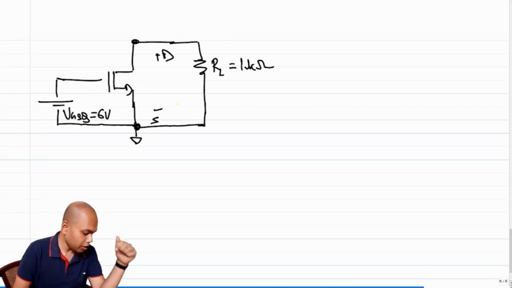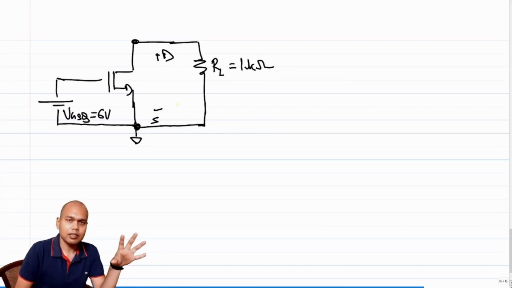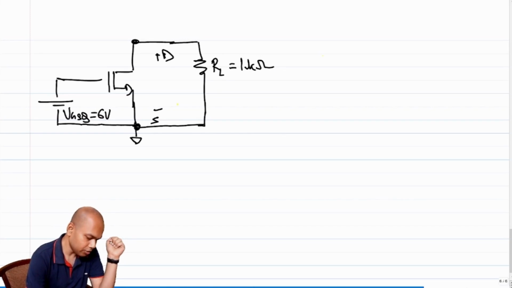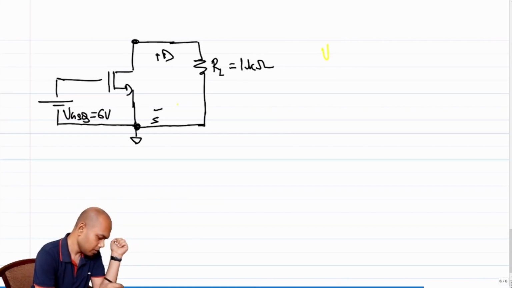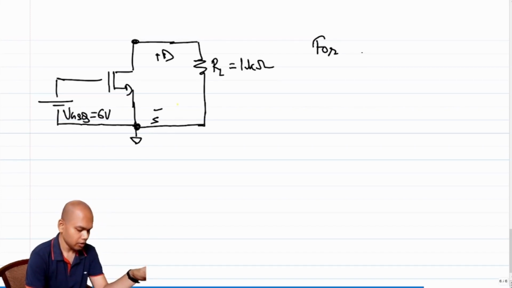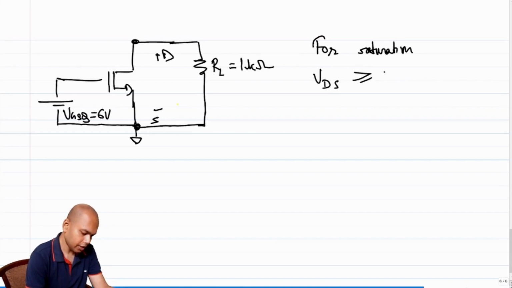And not only that, we need to put a battery, we'll have to ensure that the battery should be such that the transistor is in saturation, right? So what is the condition for saturation? The condition for saturation is VDS has to be greater than or equal to VGSQ minus threshold voltage.